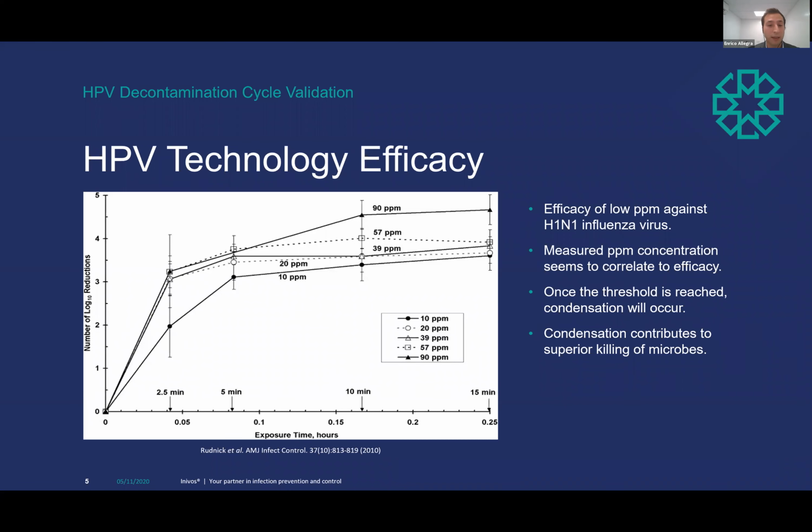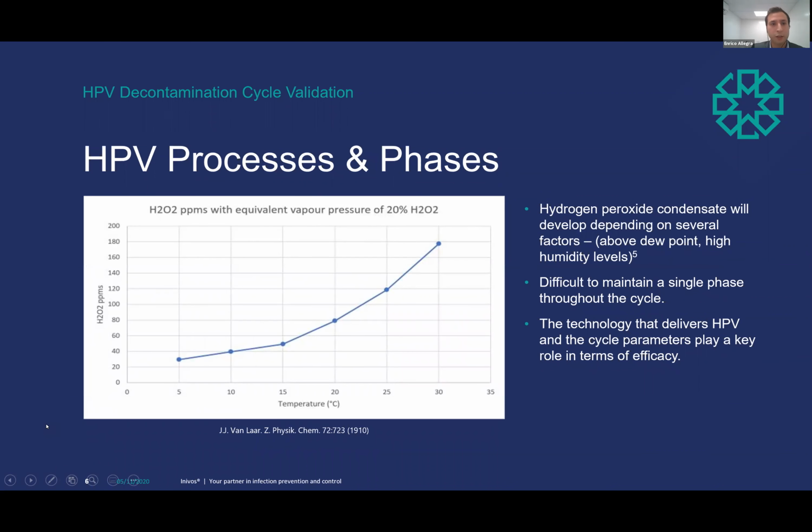Most likely what we think is that condensation is happening. If we think about the way hydrogen peroxide is delivered into the room, it will be injected as a gas, or at least a vapor phase. The vapor will eventually reach a threshold, which will then turn it from vapor into condensation. This condensation will probably deposit on surfaces, and that's what we think is contributing to the death of the organism. My next slide will talk even more in depth about this concept.